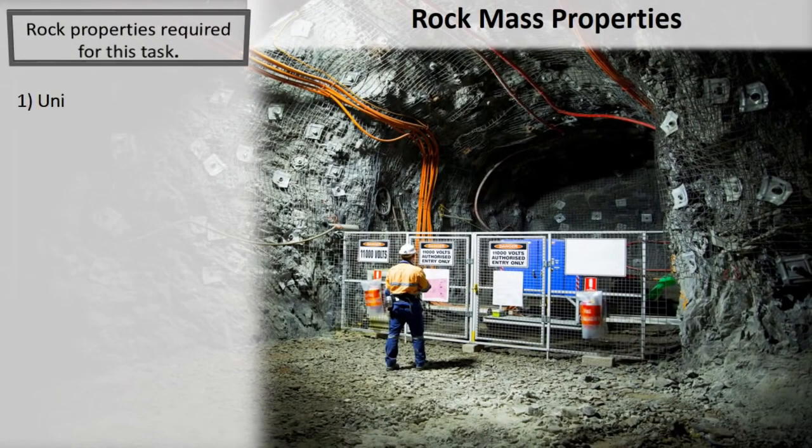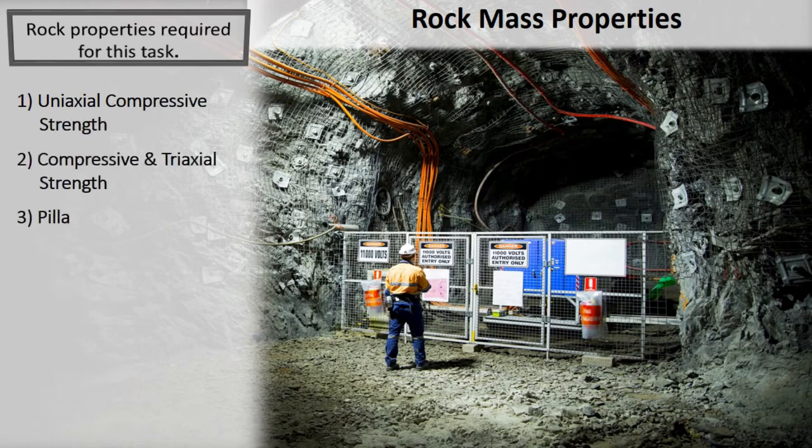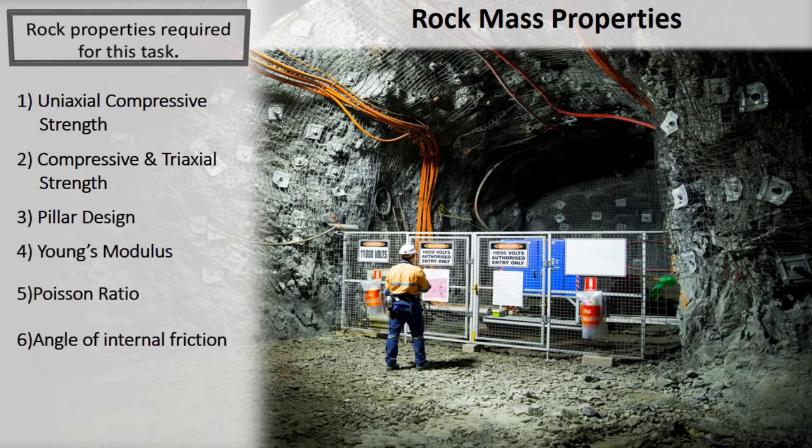Rock mass properties required for this project are 7. Number 1, uniaxial compressive strength, triaxial compressive strength, tensile strength, Young's modulus, Poisson ratio, angle of internal friction, and cohesive strength.